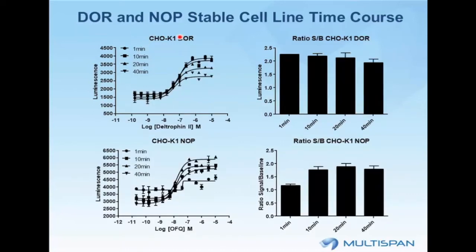And this is the delta opioid and nociceptin stable cell lines, and your time courses with that as well. So from 1 minute to 40 minutes, and here is your ratio. So essentially, you can find a nice time point where you can read the assay where it's going to be stable throughout and be able to run it on your 384 well plates in high throughput and have enough window to be able to do that. Here with the nociceptin receptor, you can see that the 1 minute was not adequate, but everything else was.